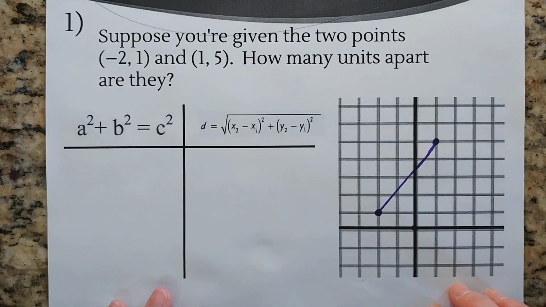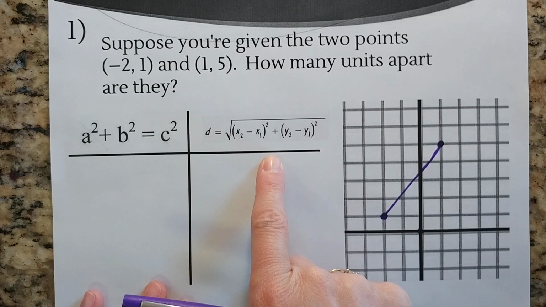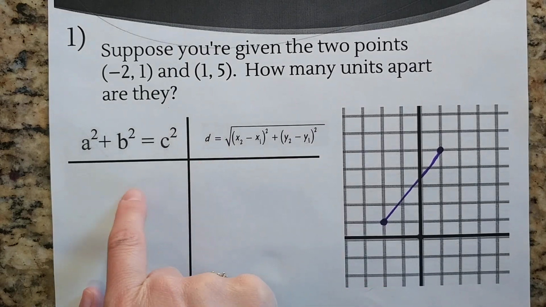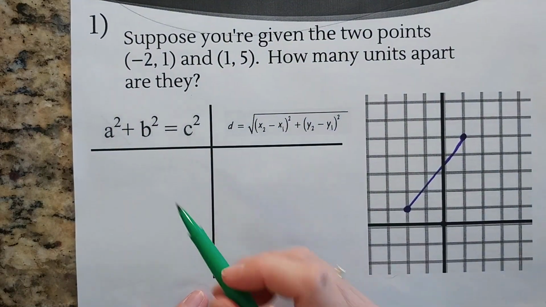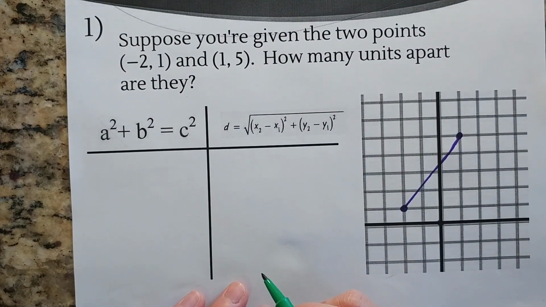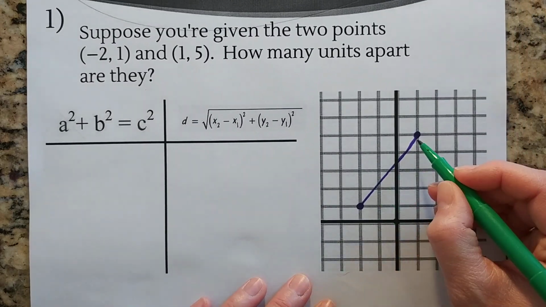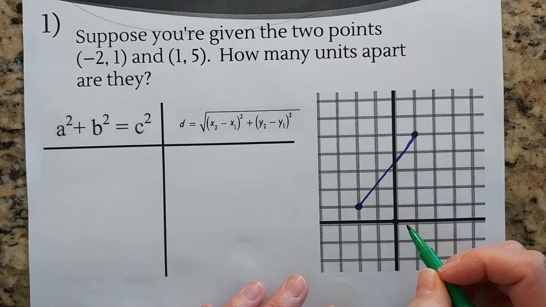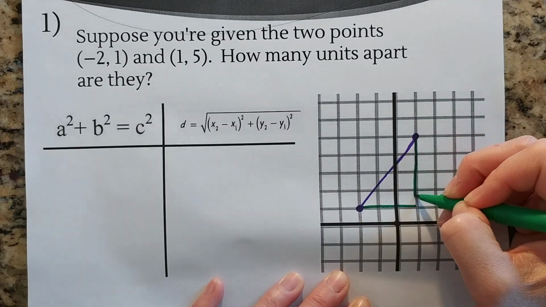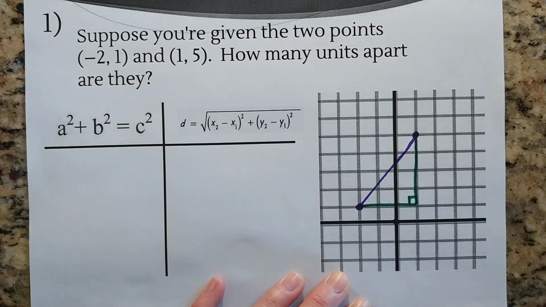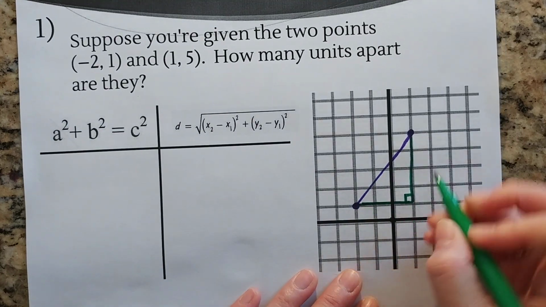So that's where I can use the distance formula, but I also want to show you how you could use the Pythagorean theorem as well. Let's first use the Pythagorean theorem, since that's something that we learned just the other day and we're pretty comfortable with. What I can do with this line is create a right triangle. So notice here I have a right triangle that I've just created.